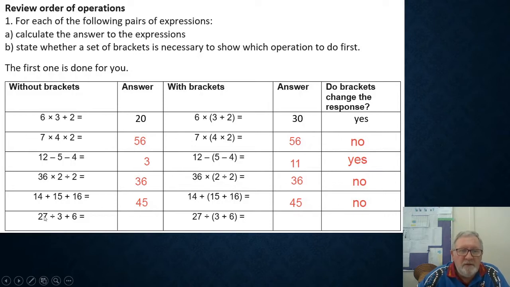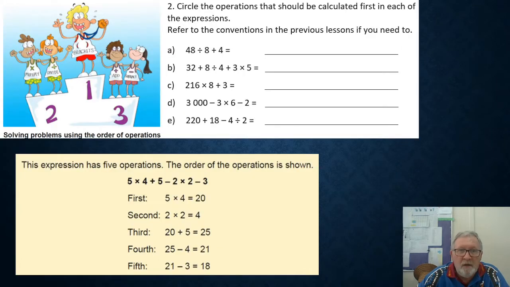We need to do the division first because division has greater capability or is more powerful than addition according to our order of operations. So 27 divided by 3 is 9, 9 plus 6, 15. Here though, we had to add first because of the brackets. 27 divided by 9, 3. Did it change? Yes, it did. How'd you go there? Hope your understanding is coming along beautifully and you're getting these very much correct. All right.